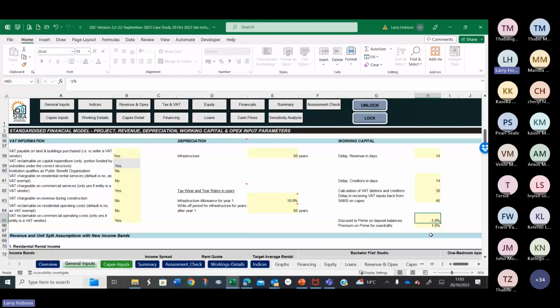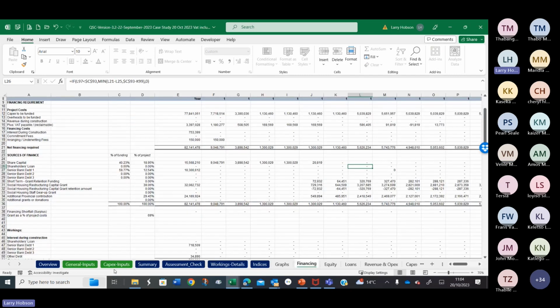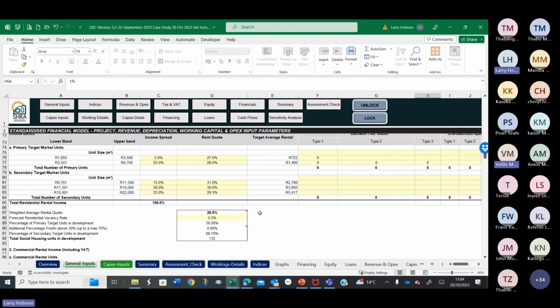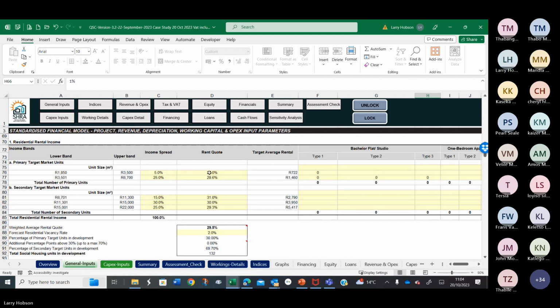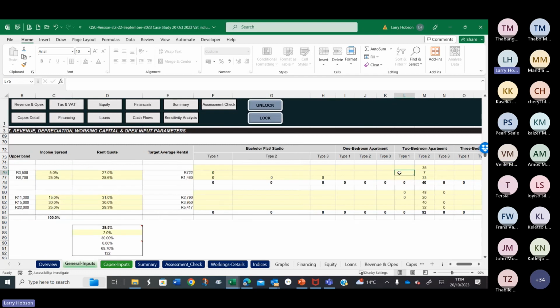Discount on prime and deposit balances. So spare cash you've got, you're earning prime minus 1. And if you're going to overdraft, you're paying prime plus 1. Then that just runs through the rest of the calculations. All these things will end up in the calculations, in places like the financing and all of that. So we leave that to itself. We have already been through the table for entering rentals. So that is here.